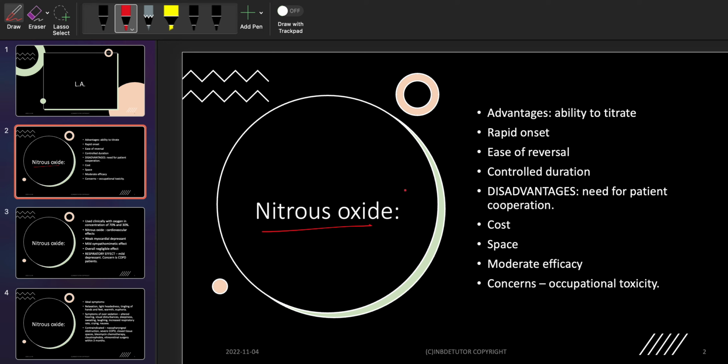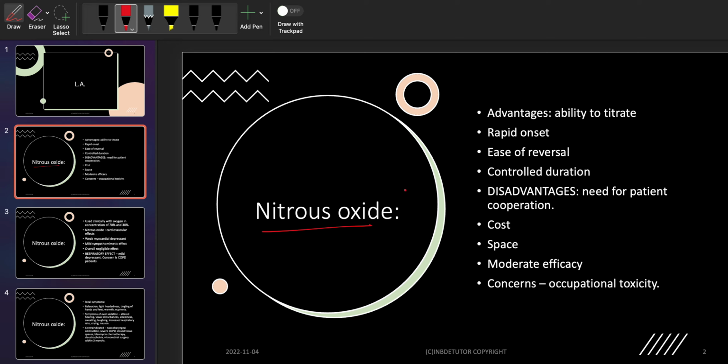Now, nitrous oxide, we know that we normally give it to the patients who have anxiety and visit the dental clinics, and it helps them to feel relaxed and all that stuff. So let's talk about some of the advantages of nitrous oxide. It has an ability to titrate, means you can give oxygen, then nitrous oxide, and then again you can give oxygen. It has a rapid onset. The moment you start giving nitrous oxide, you can start seeing the results. It has both rapid onset and ease of reversal.